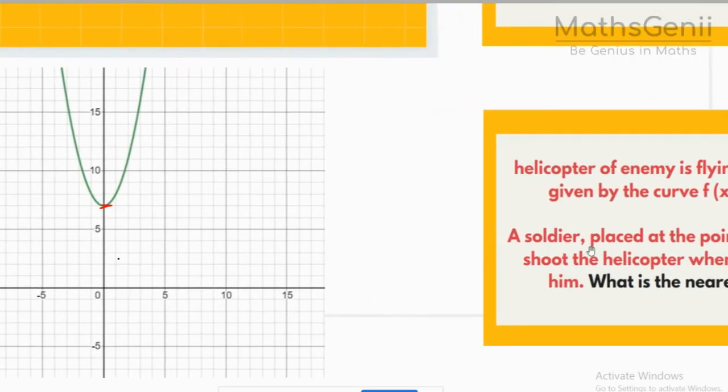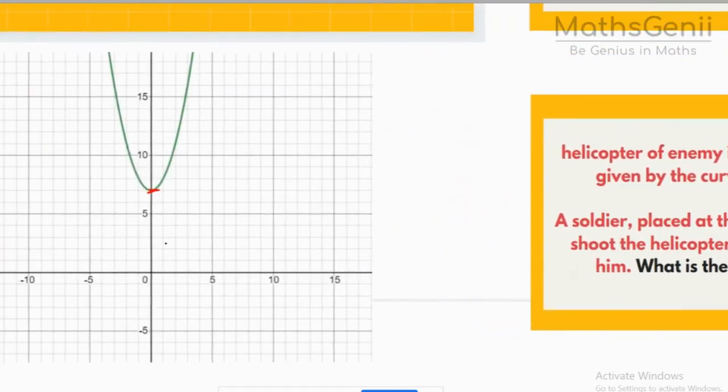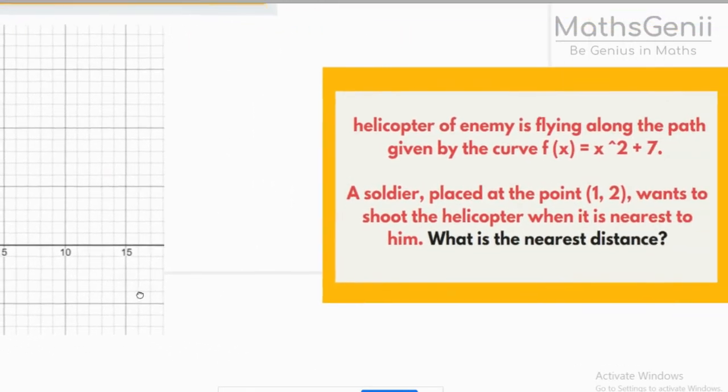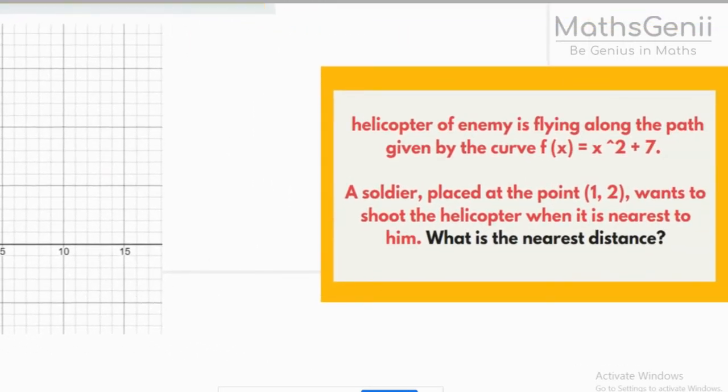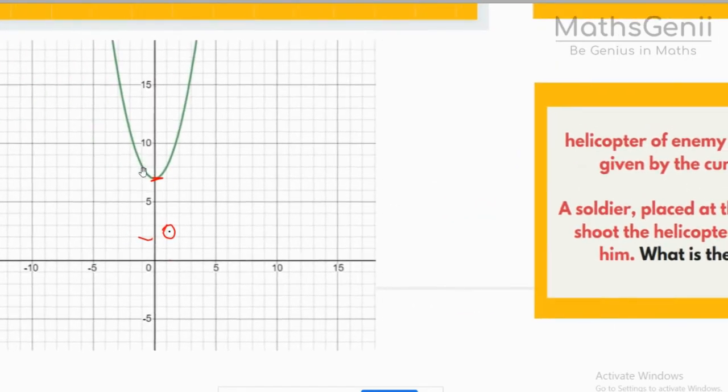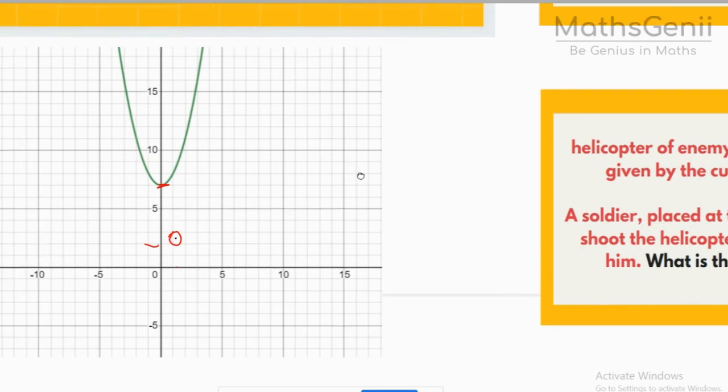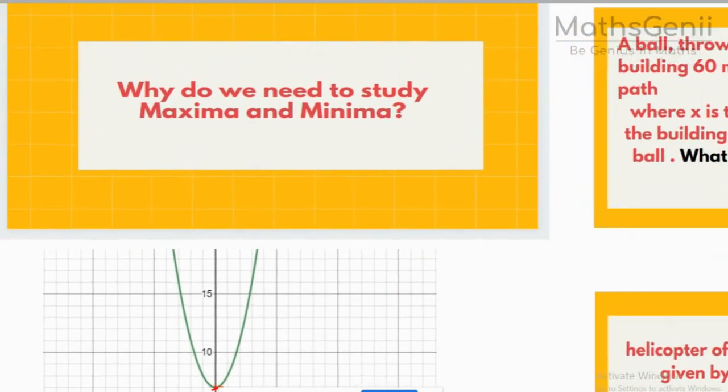So this is the helicopter of the enemy. Now a soldier is placed at 1 comma 2. So 1 comma 2 somewhere here. This might be 1, this might be 2. So somewhere here. Now this soldier wants to shoot the helicopter of the enemy. What is the shortest distance, what is the nearest point where he should start shooting? He wants to shoot the helicopter when it's nearest to him. So, when will it be nearest to him? That will be given by maxima or minima. So, that is why we are going to study maxima and minima.